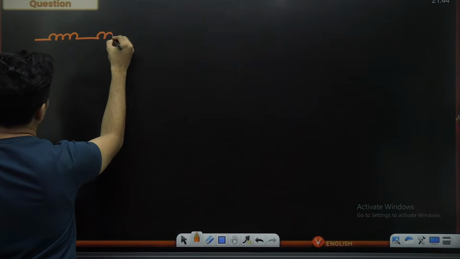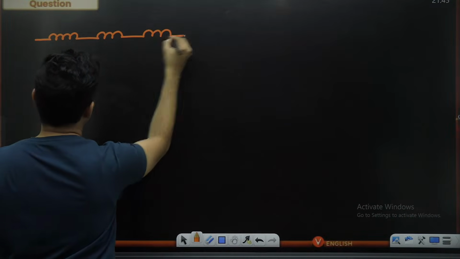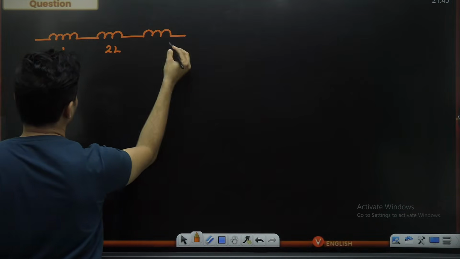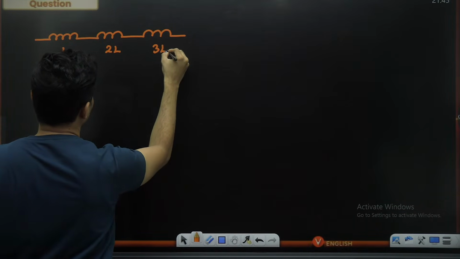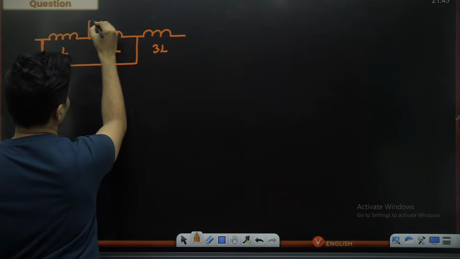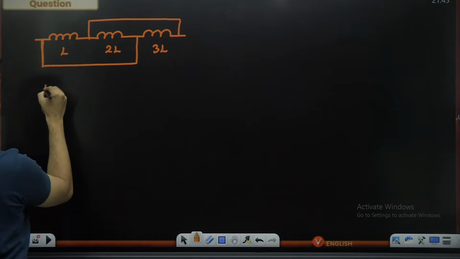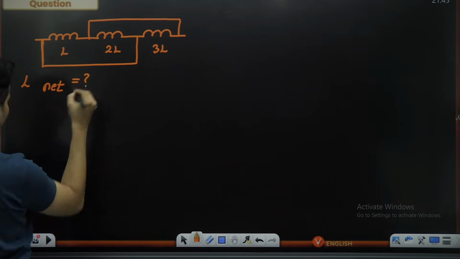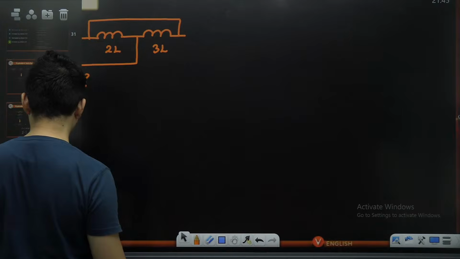There is an inductor here, and an inductor here. This is L, this is 2L, and let's say this is 3L. And they tell you, listen, I'm connecting this with this and this with this. Can you find the net inductance? How much is it? Well, definitely we can.